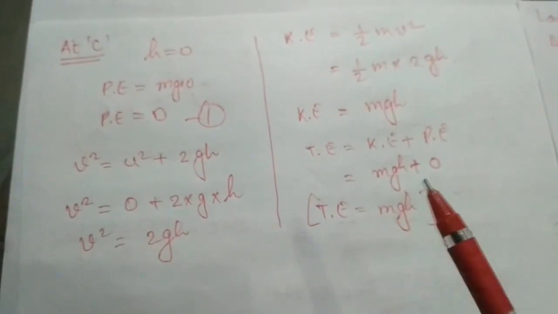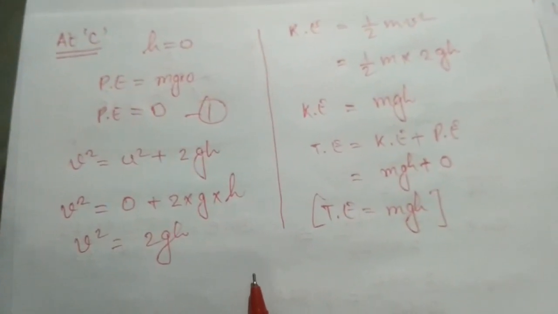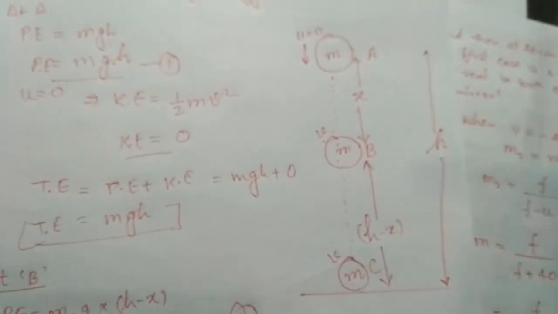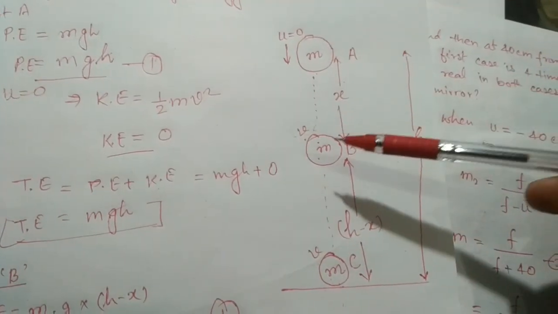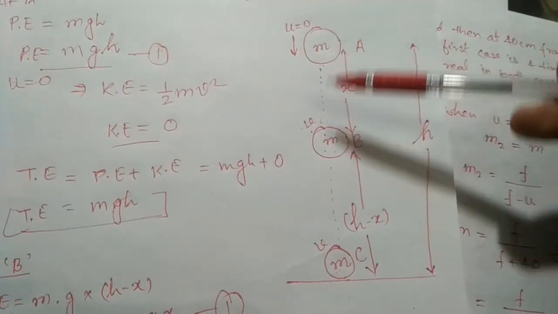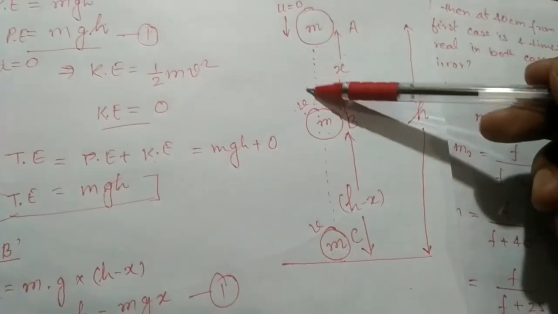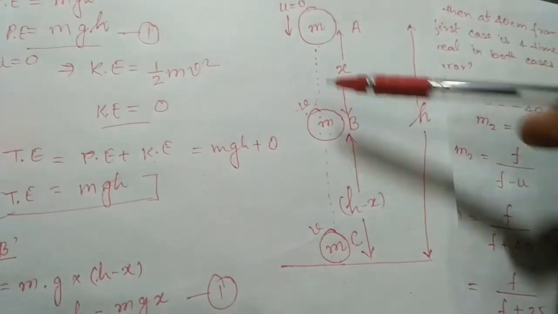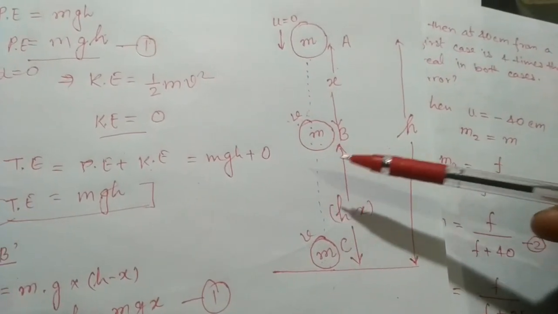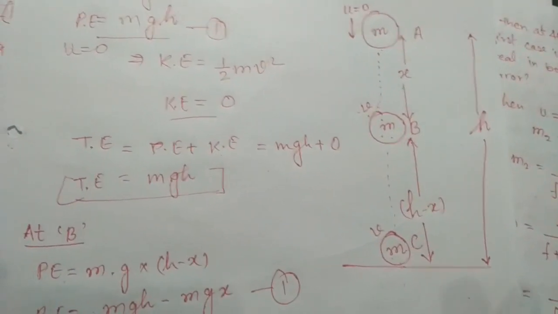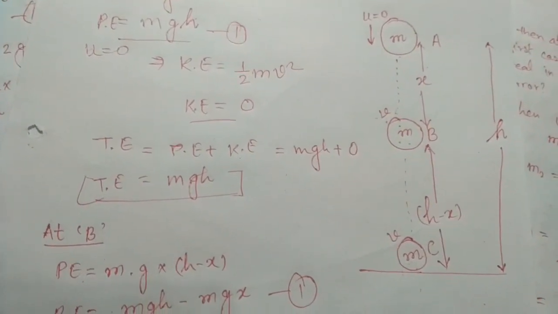Mgh again. So what is it proving? It is proving that in this diagram, the energy at A, the energy at B, the energy at C, every point is having the same energy. You can take any point in between here, here, here. At every point, you will get the sum of kinetic energy and potential energy remains the same. What does it prove? It proves the law of conservation of energy. So we have seen in all the cases, at all the points A, B and C, the energy remains mgh, which means it is constant. This proves the law of conservation of energy.